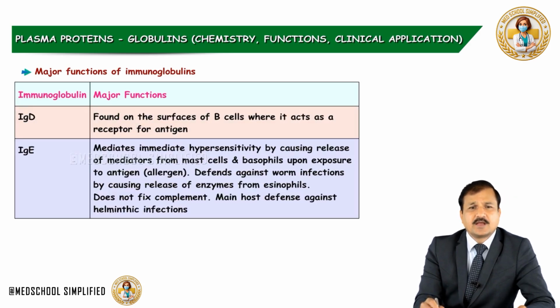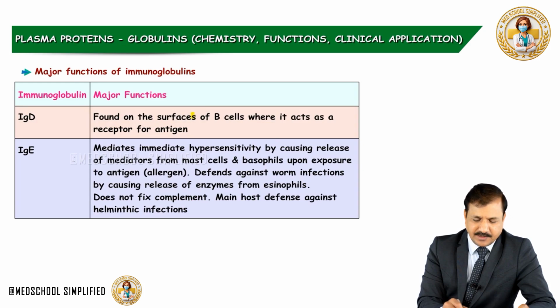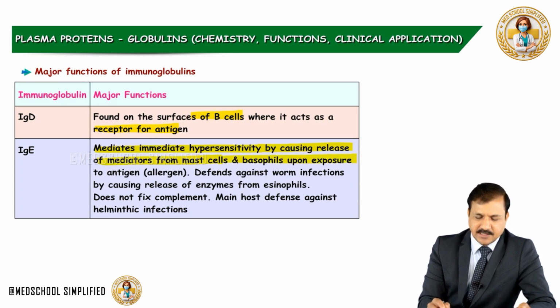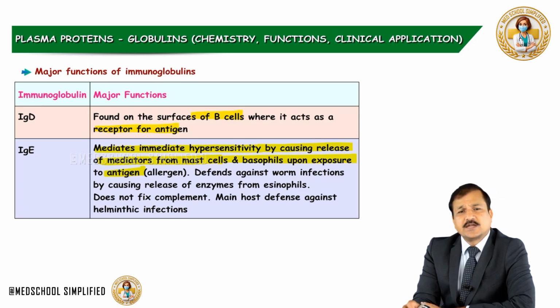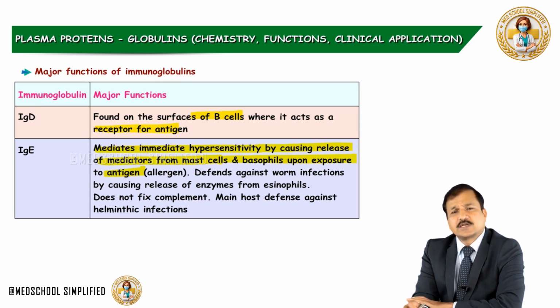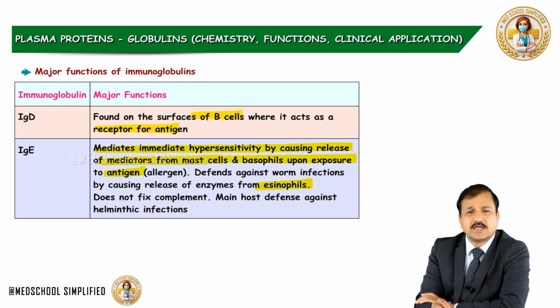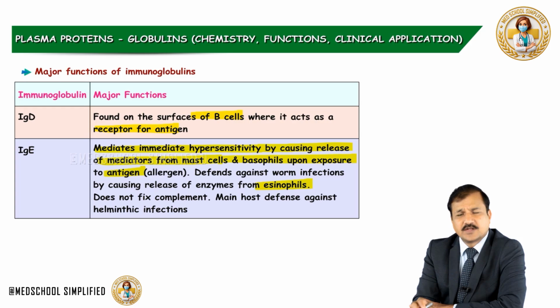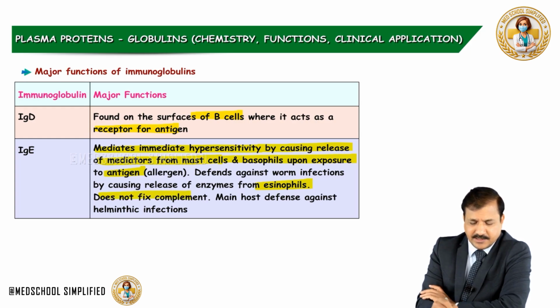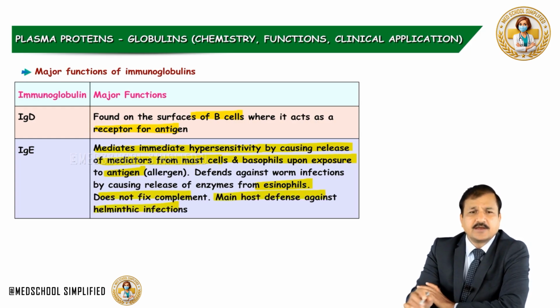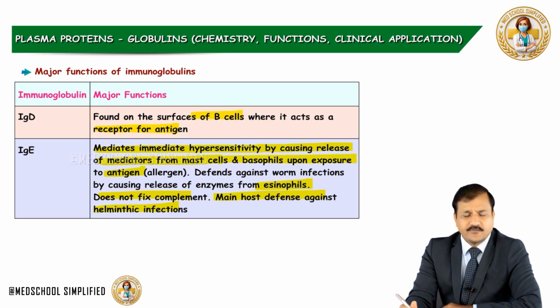Coming to IgD. IgD is found on surfaces of B cells where it acts as a receptor for antigen. IgE mediates immediate hypersensitivity by causing release of mediators from mast cells and basophils upon exposure to antigen or the allergen. And also IgE defends against worm infection by causing release of enzymes from eosinophils. That's why there will be a rise in eosinophils. It does not fix complement, and is the main host defense against helminthic infections. So that is the function of IgE.